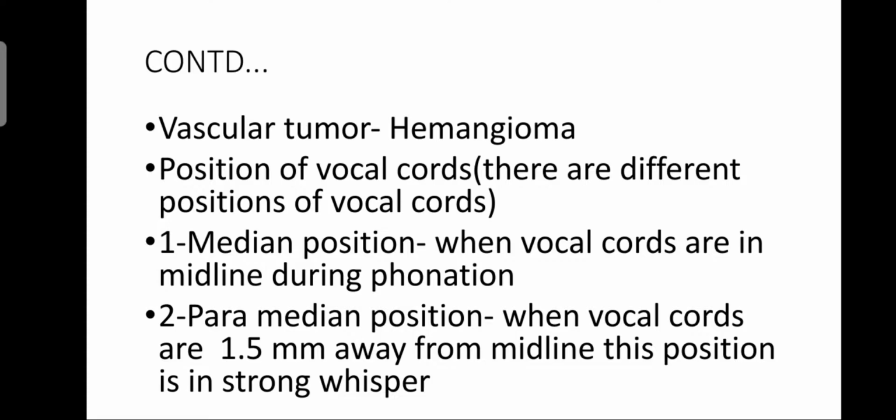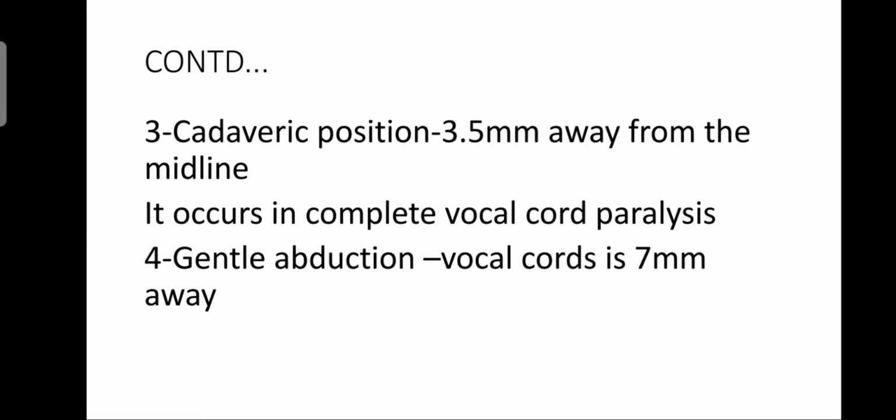Position of vocal cords. There are different positions of vocal cords. First, the median position. When the vocal cords are in midline during phonation, it is known as the median position. Paramedian position. When vocal cords are 1.5 mm away from the midline, this position is seen in stronger whisper. Cadaveric position. When the vocal cords are 3.5 mm away from the midline, it occurs in complete vocal cord paralysis. Gentle abduction. When vocal cords are 7 mm away from the midline, it is called gentle abduction.